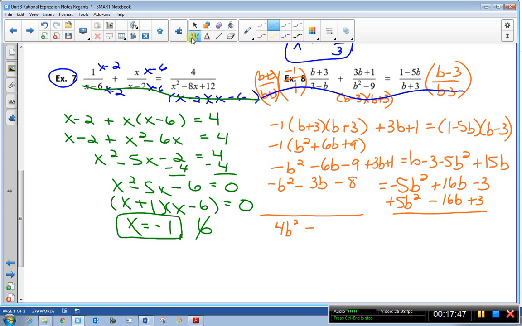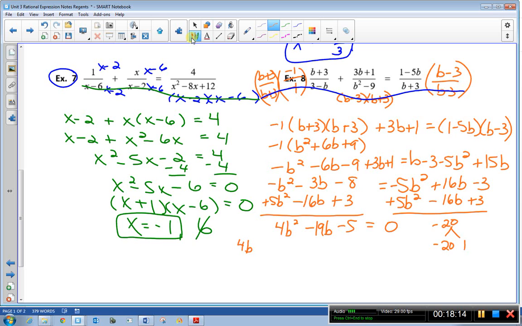So then when I add 5b squared, I get 4b squared. When I subtract 16b, I get negative 19b. And when I add 3, I get negative 5. There we are. Much better. So now, negative 20. I need the numbers that multiply to negative 20 that add to negative 19. So that'd be 20 and 1.